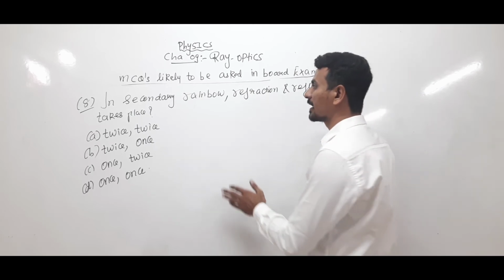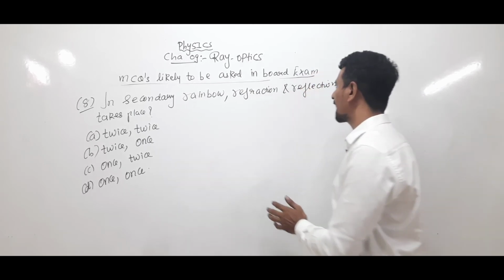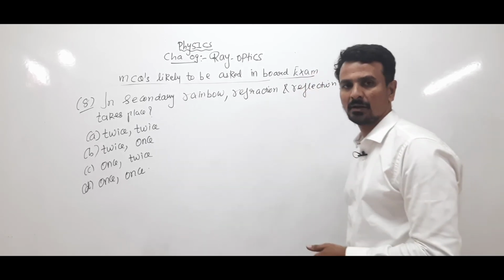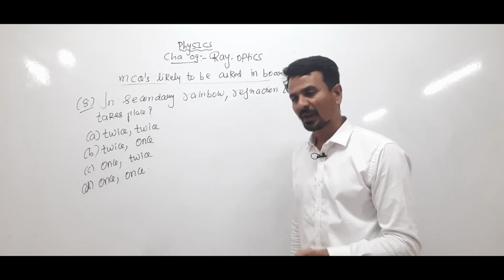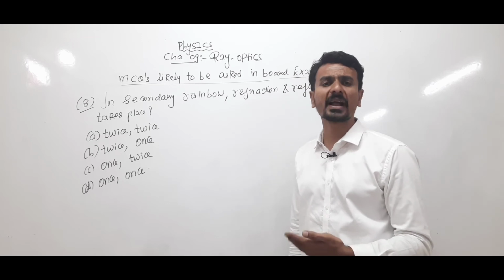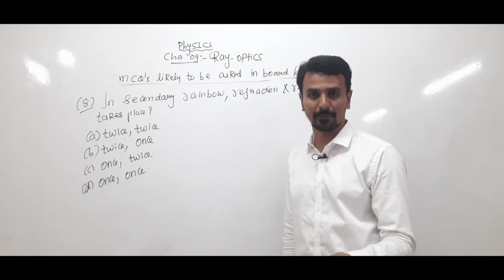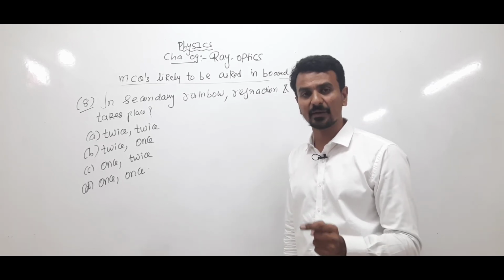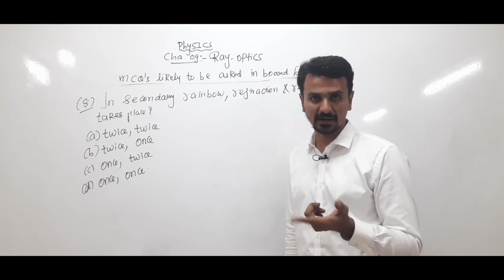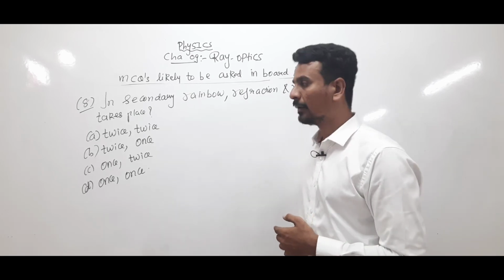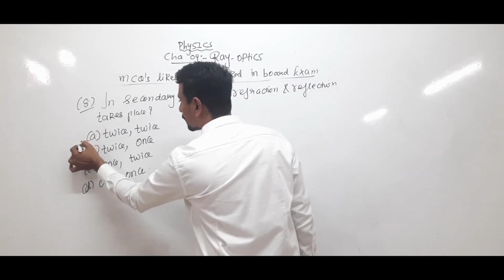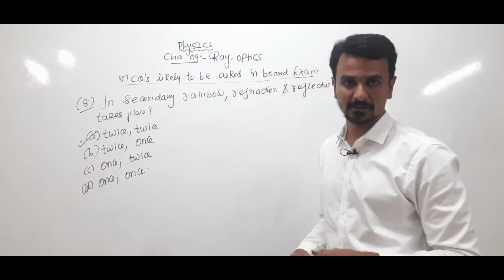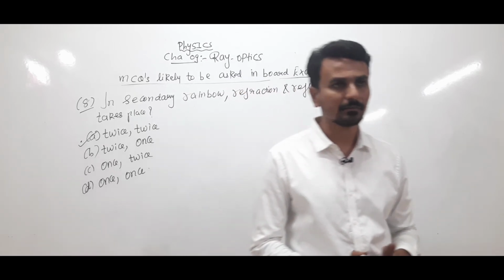Eighth one. In a secondary rainbow, refraction and reflection take place. There are mainly two types of rainbow, primary and secondary. In a secondary rainbow, both the refraction and reflection take place 2 times. That is why the secondary rainbow is faint, and it is seen at a greater height. So here, refraction and reflection both take place 2 times, so A is the correct answer. Clear? Fine. The next one.